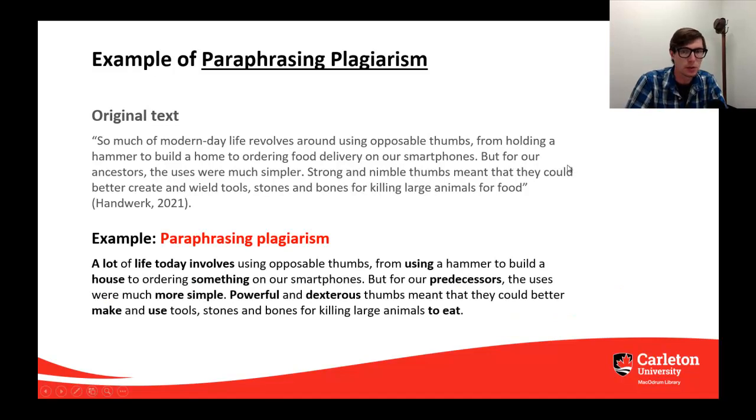But here is an example of the paraphrasing plagiarism. You can see I've kept the original text so we can kind of quickly compare them, but I'm going to read the second paraphrasing out. So we can see a lot of life today involves using opposable thumbs, from using a hammer to build a house to ordering something on our smartphones. But for our predecessors, the uses were much more simple. Powerful and dexterous thumbs meant that they could better make and use tools, stones, and bones for killing large animals to eat. So let's quickly look at this.